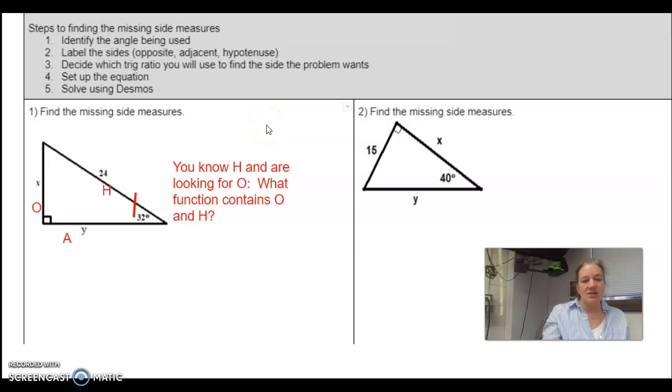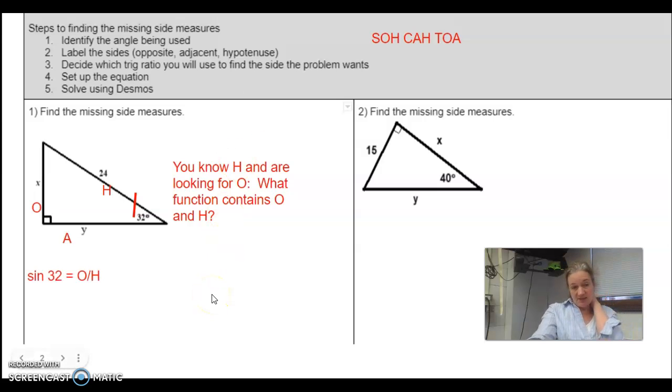Which function has O and H in it? Well, let's look. Sine is opposite and hypotenuse. That's what I need right there. O and H. So I'm going to say the sine of 32, because that's the angle I'm referring to, is equal to O over H. And then I put my numbers in. Side O is X, so I substitute that in for my opposite side, and my hypotenuse is 24.